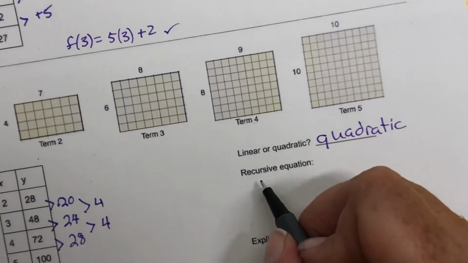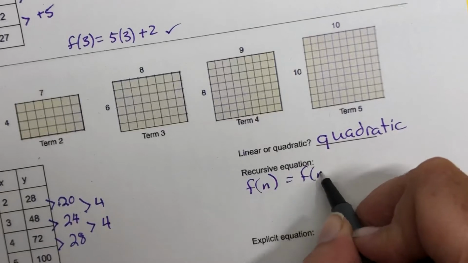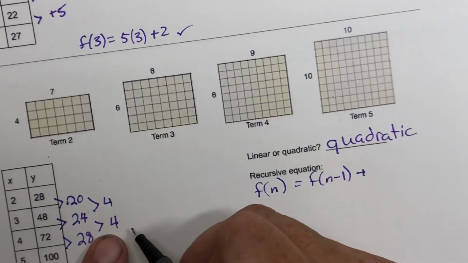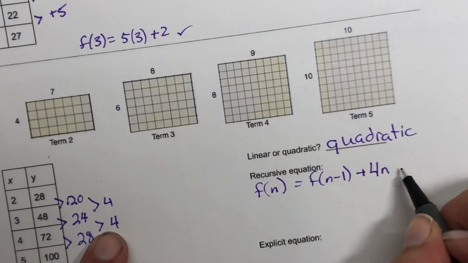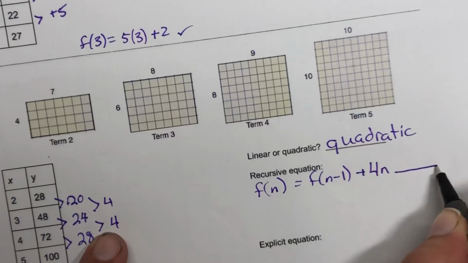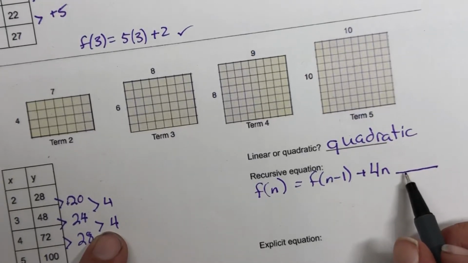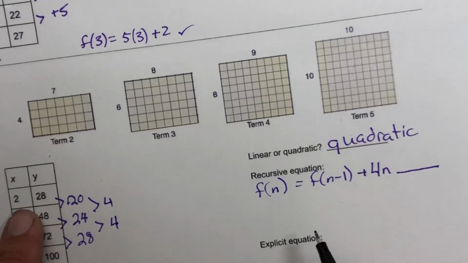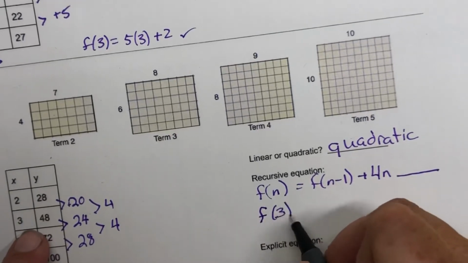So a recursive for a quadratic, f of n equals f of n minus 1 plus, then you need the first difference and an n, so 4n, and then plus or minus some mystery number. And the best way to find that mystery number is just by plugging in. A lot of you tried to plug in f of 2, and that doesn't work because you need a previous answer which you don't have. So I would have used f of 3.